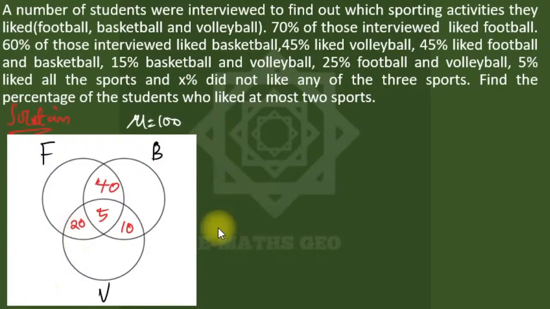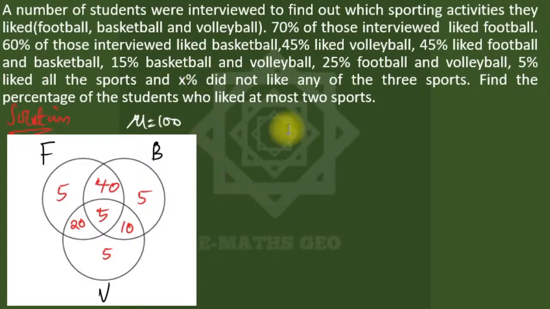So let's now add individuals. Since 70 like football and we have some that like other sports, the remaining should be 5 to make it 70. Basketball is 60, so it's 5 again. And volleyball 45. They're all 5, so 5, 5, 5 each.